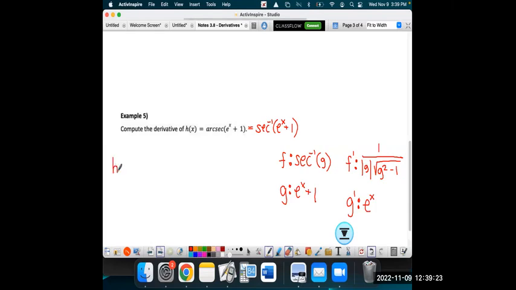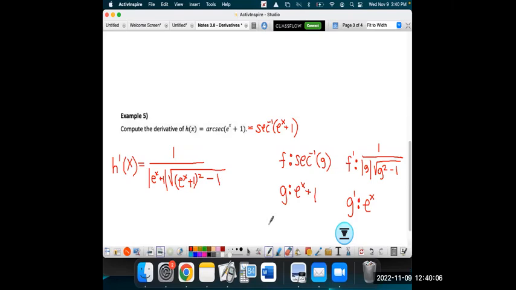So h prime of x. That is the derivative of the outside. And I'm just going to actually put g in there instead, like e to the x plus 1 instead of that. Oops, that was supposed to be a 1. And you do not need to simplify this unless you are asked to do something further with it. Don't bother doing that. That's too much work.